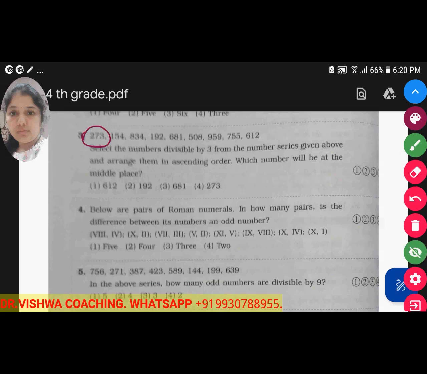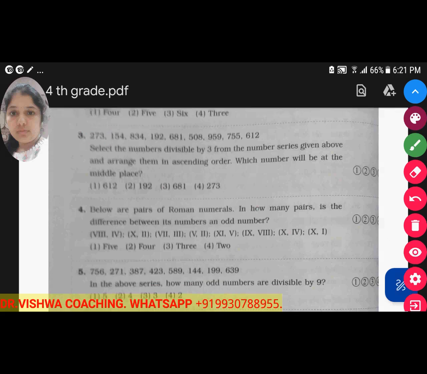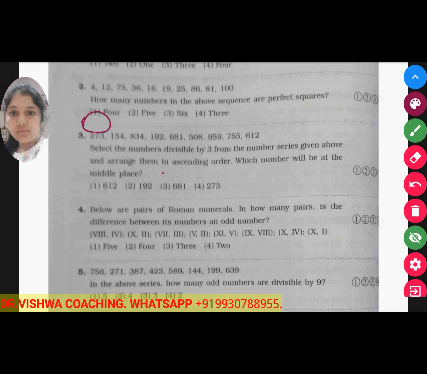Now 1 plus 5 is 6, 6 plus 4 is 10. So 10 is not divisible by 3. So 154 is not divisible by 3. Now 834: 8 plus 3 is 11, 11 plus 4 is 15. So 834 is also divisible by 3. Again 192 is divisible by 3. Now 9 plus 6 is 15. So this is also divisible by 3. 5 plus 8 is 13, so it is not divisible by 3.